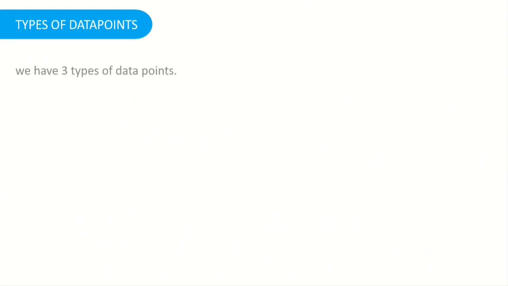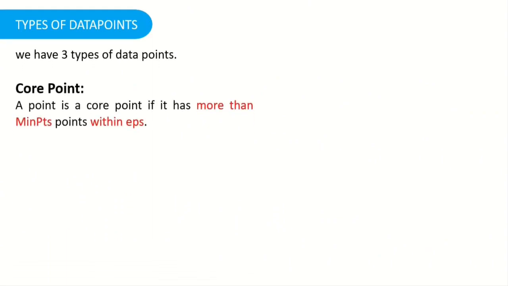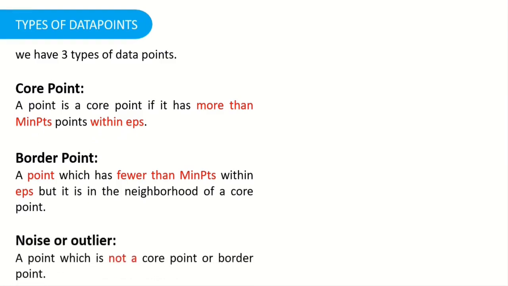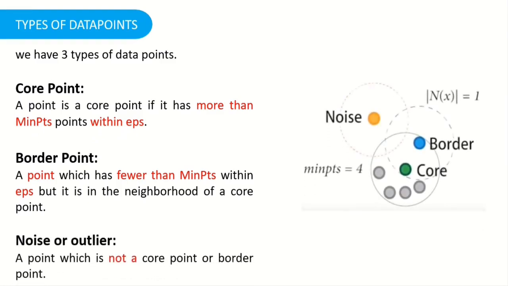So there are 3 types of data points in DBSCAN. These are core point, border point and noise or outlier. Let's have its picture also alongside with us so that we can understand it in a much simpler way.